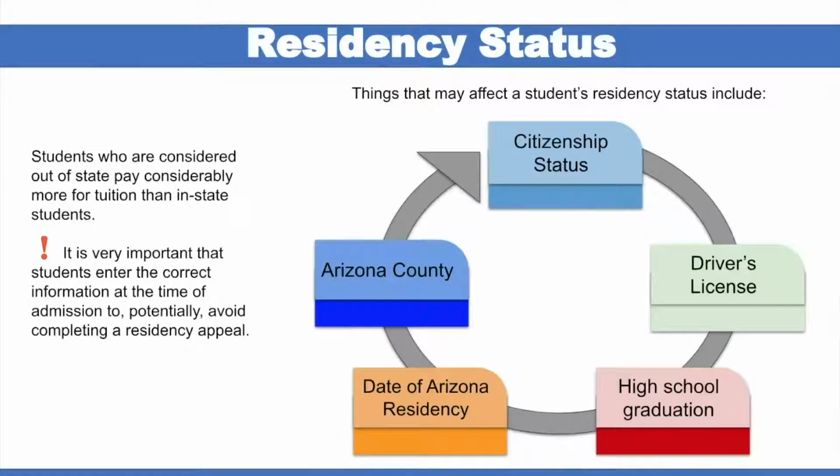Students who are considered out of state pay considerably more for tuition than in-state students. It is very important that students enter correct information at the time of admission to potentially avoid completing a residency appeal. Things that may affect a student's residency status include citizenship status information, driver's license information, date and state of high school graduation, date of residency in Arizona, and the Arizona county in which they reside. Based on this information, students may be assigned one of many tuition rates.